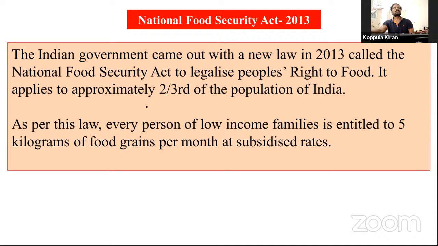It applies to approximately two-thirds of the population of India. There is a problem. Most of the farmers producing food grains started producing other non-food grains and other food items we have seen. They practiced particularly poultry farms, fisheries, and cattle rearing. These dietary new elements are introduced by the farmers.